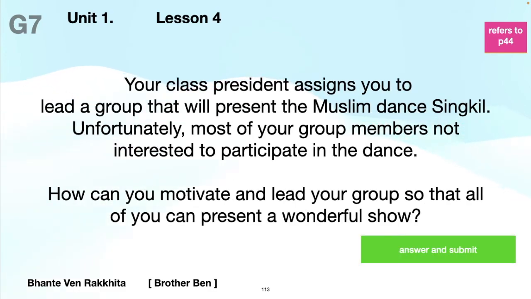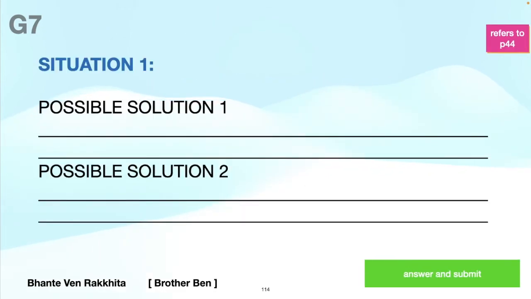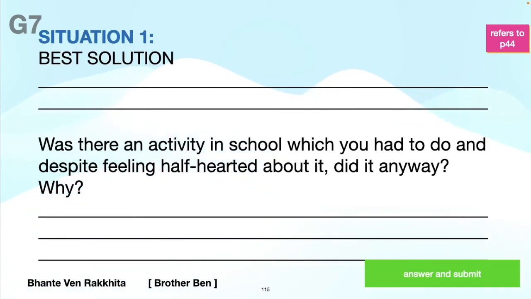Your class president assigns you to lead a group that will present the Muslim dance Singkel. Unfortunately, most of your group members are not interested to participate in the dance. How can you motivate and lead your group so that all of you can present a wonderful show? Possible solution 1, possible solution 2, and the best solution. Was there an activity in school which you had to do, and despite feeling half-hearted about it, did it anyway? Why?